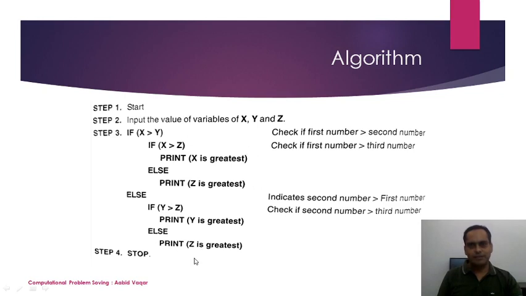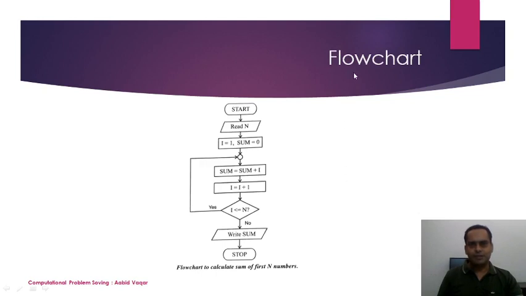For example, here we are discussing a particular problem in which three variables are compared and the greatest number is found out of them. So the algorithm looks like this. Further, next you have flowchart. Flowchart is also a tool used to show the design.